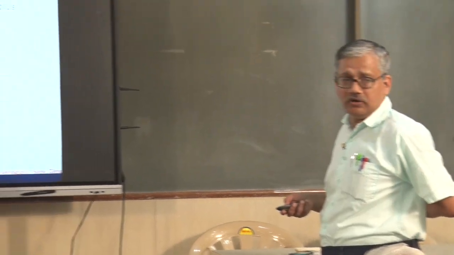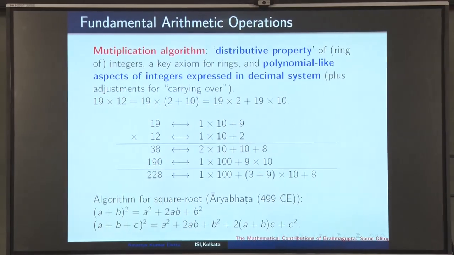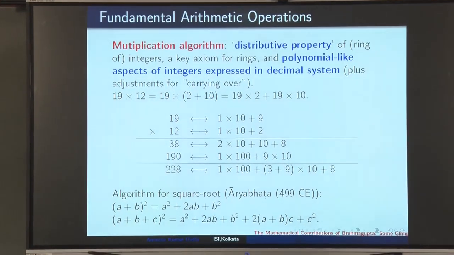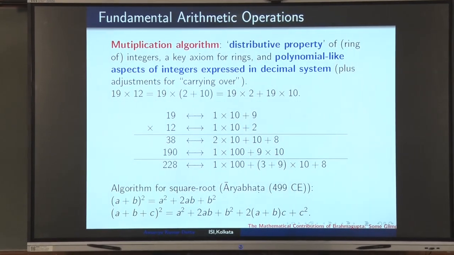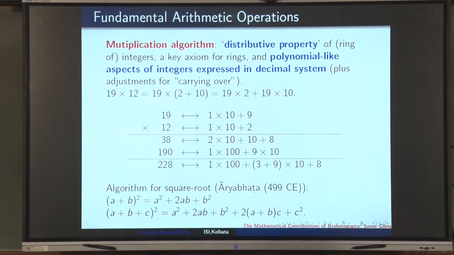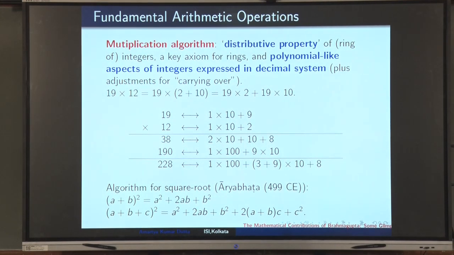Look at the multiplication algorithm. That is also something algebraic. It uses the distributive property of integers and the polynomial-like aspects of integers expressed in the decimal system. Just look at 19 into 12. How do you do it? You think of 19 into 12 as 19 into 2 plus 10, which is 19 into 2 plus 19 into 10. That distributive property is used to first calculate 19 into 2 and then 19 into 10, and then add up. And this adding up is polynomial algebra addition.